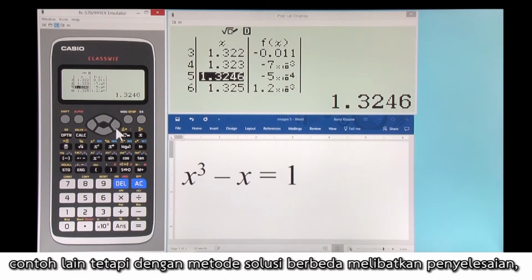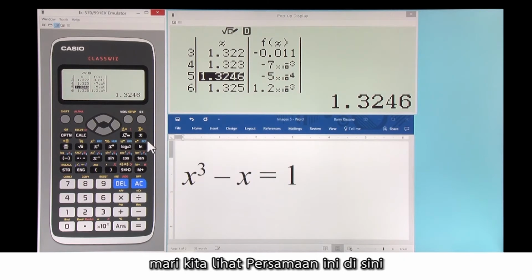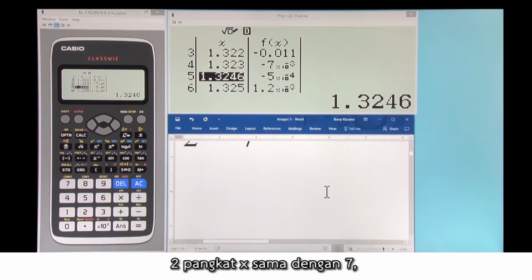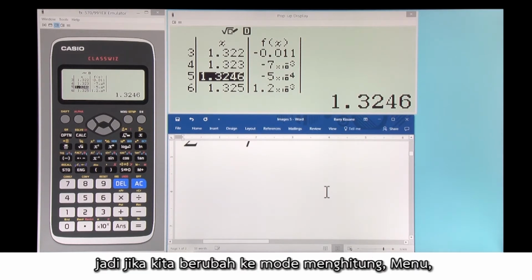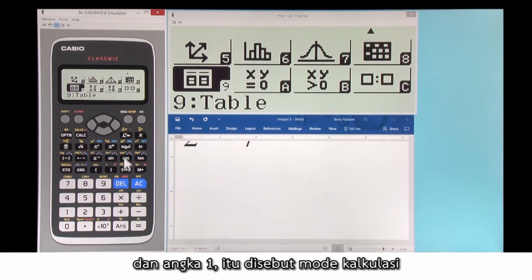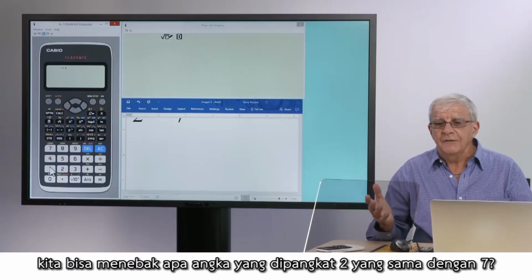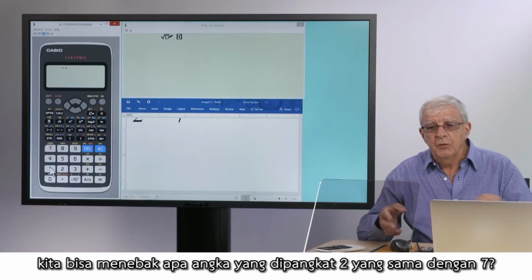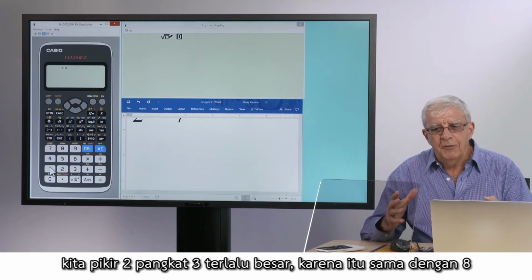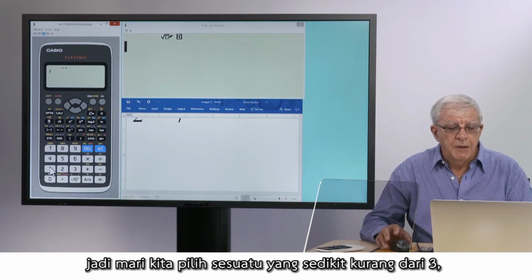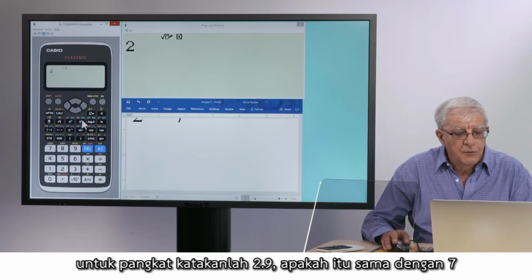Another example, but with a different solution method, involves solving this equation here: 2 to the power x is equal to 7. So if we change to calculate mode, menu and number 1, you can see it's called calculate mode, we could make a guess. What power of 2 is equal to 7? Well, we'd think 2 to the power 3 is too large, because that's 8. So let's choose something a little bit less than 3. 2 to the power, let's say 2.9.